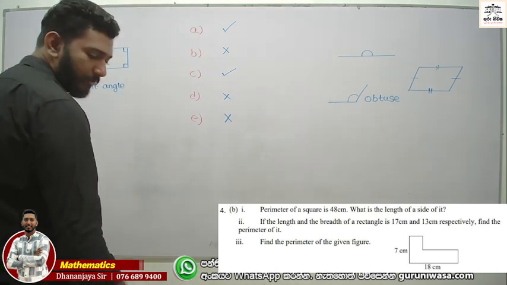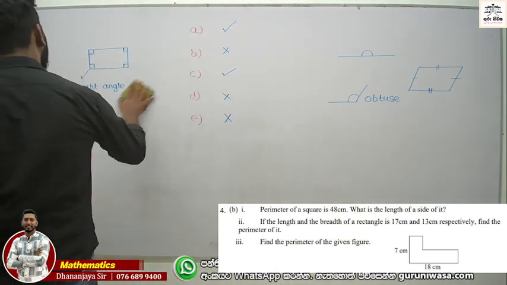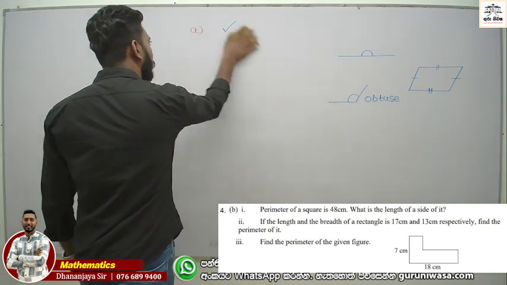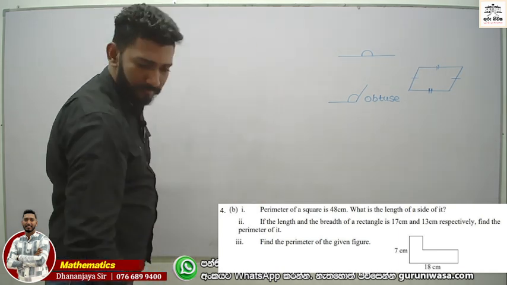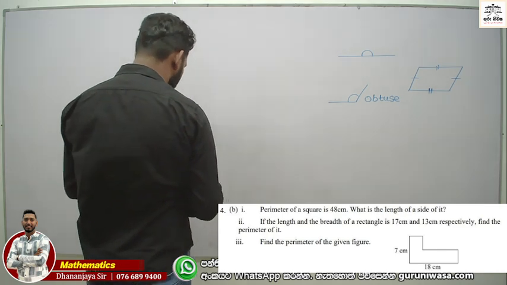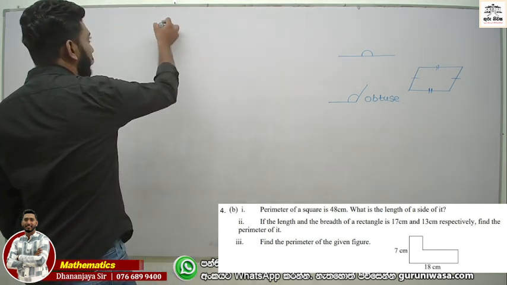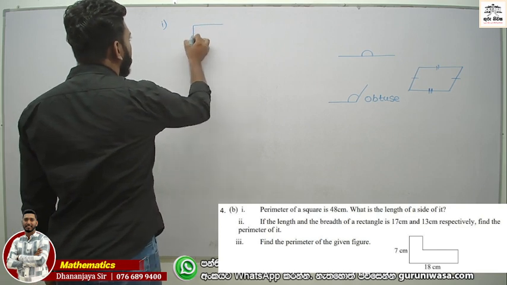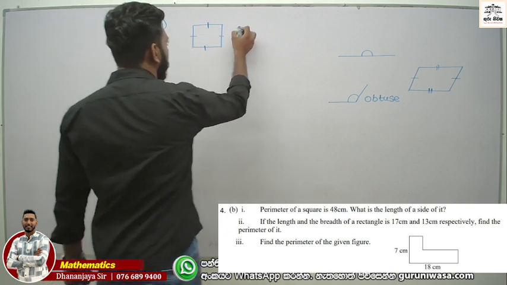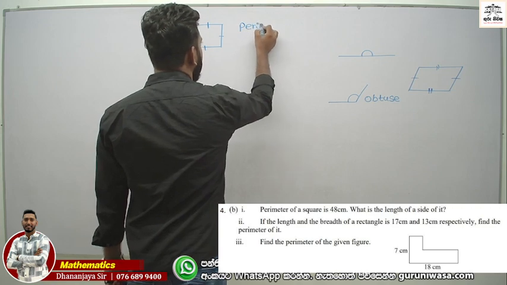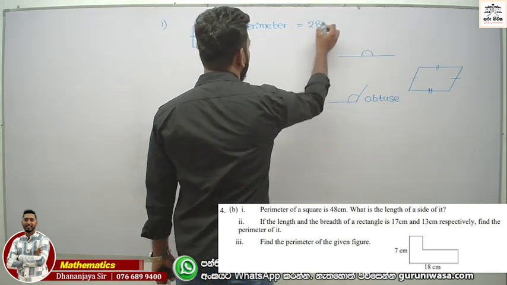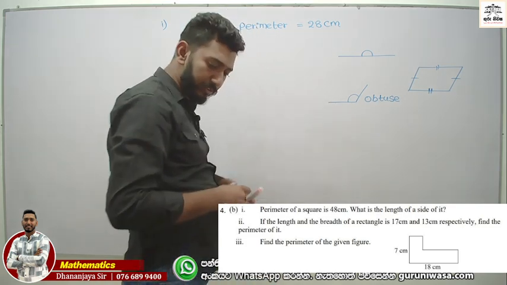Now I got the fourth one. Perimeter of a square is 48 cm. Now look at this perimeter of a square. Square එකක් කියන්නේ පුතේ මෙහෙමනේ තියෙන්න ඕන. All sides are equal. Then perimeter equals to 48 centimeters. Now there are four equal sides.